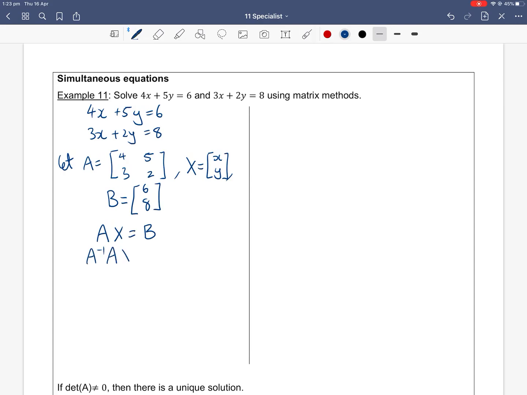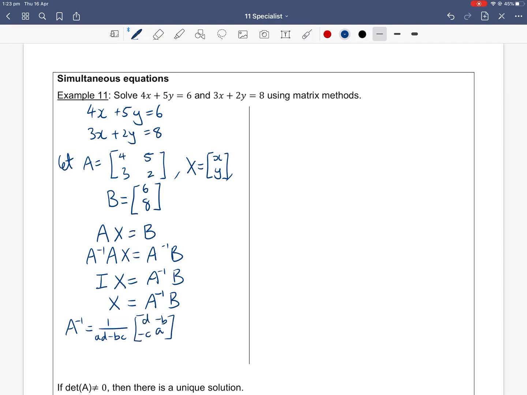My A is on the left, so I need to multiply both sides by A inverse on the left. So that's equal to A inverse B. A inverse times A gives you identity, because that's the definition of inverse. Identity times anything is itself. So X is A inverse B. That tells us we need to work out A inverse first. So the formula: A inverse is 1 over AD minus BC. Swap your A's and your D's and negate your B's and C's.